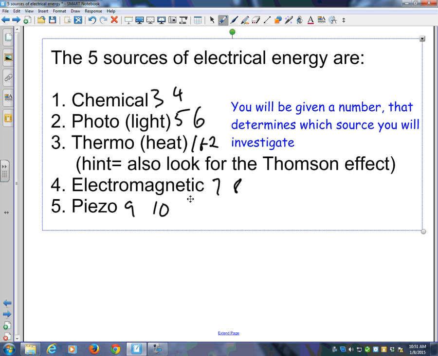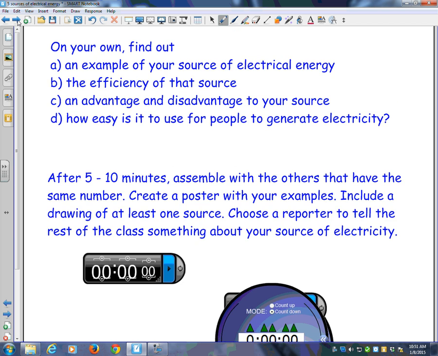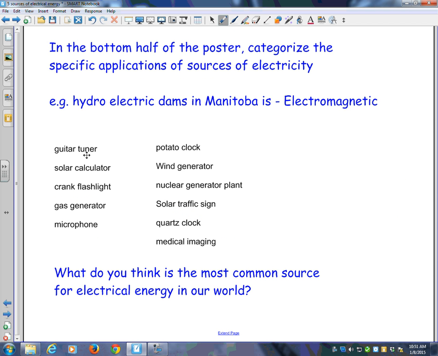Okay, so let's quickly go through this list right here and categorize them. A guitar tuner. Which one of the 5 sources do you think is a guitar tuner? Piezo, exactly. There's a little microphone in the guitar tuner. It senses the vibration, it generates electricity, and it converts that to a note. Solar calculator. Photo. Solar. Crank flashlight. Electromagnetic. This one is piezo. Solar calculator is solar or photo, I guess.